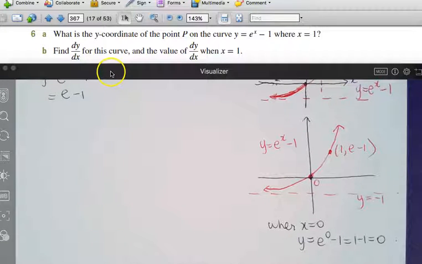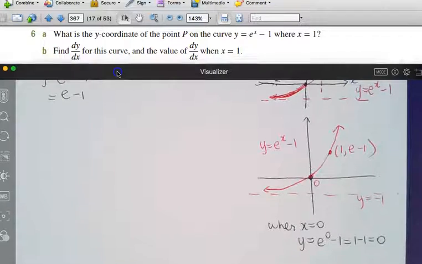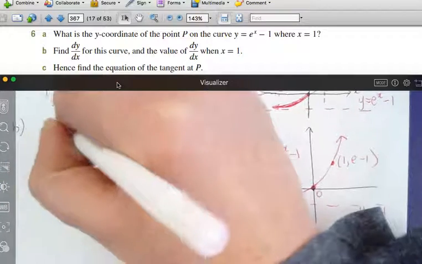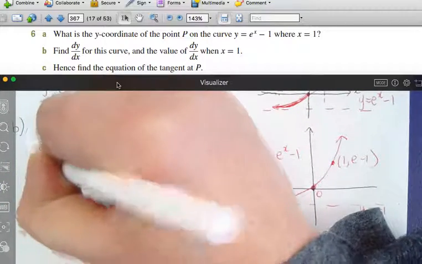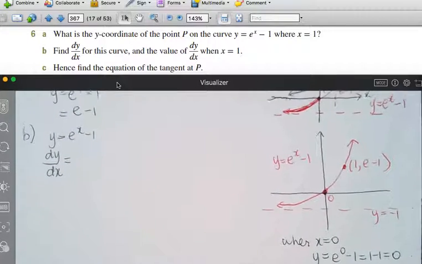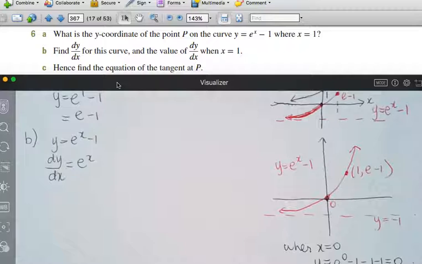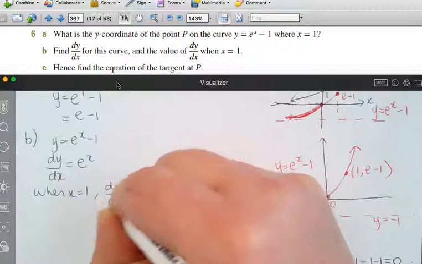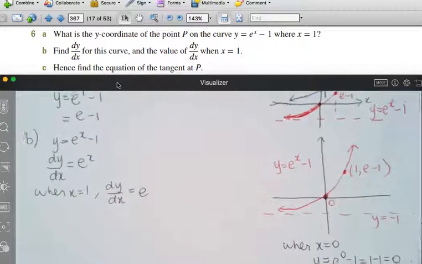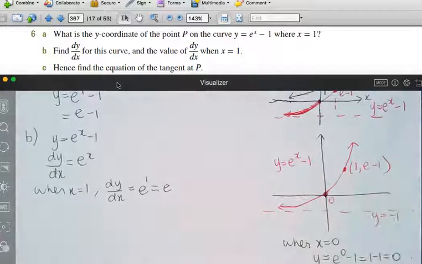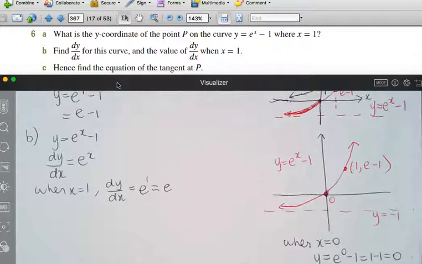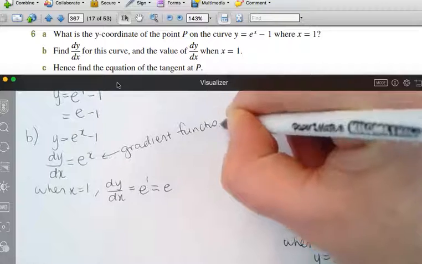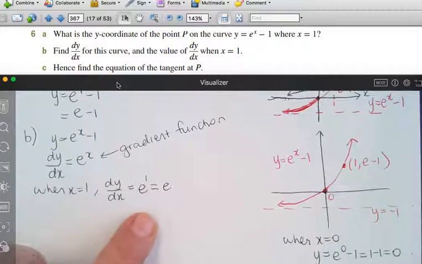Differentiate the curve and find the value of the derivative when x is 1. What's that giving you? So what do you get? Differentiate. dy dx is, yep, very good. Now, they want the value of dy dx when x is 1. So when x is 1, dy dx is e to the 1, which is e. So what does that represent? This is the gradient function, and this is the gradient of the curve when x is 1.